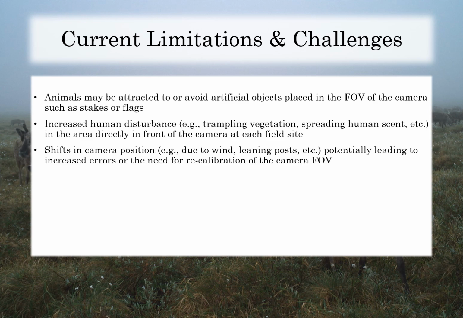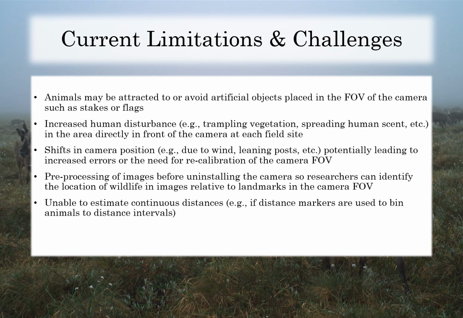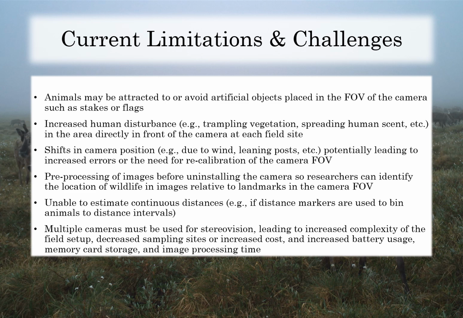Also, any shifts in the camera position may lead to increased errors in estimates or the need for recalibration, which might be caused by leaning posts or animals pushing them over or messing with the cameras. Also, pre-processing of images is necessary if you intend on recreating the position of animals based on their location relative to some landmarks in the image, and this can increase the amount of time spent in the field. Also, some of these methods don't lend themselves to estimating continuous distance or size, such as the examples of assigning animals to some distance interval between two known distance markers. And finally, stereo vision methods can be quite difficult to implement with the increased complexity requiring multiple cameras, which inevitably leads to increased costs, labor, and storage.